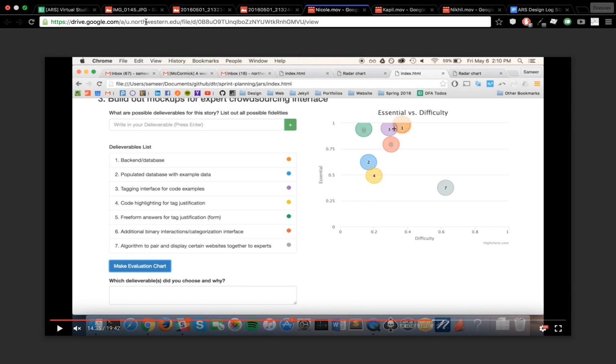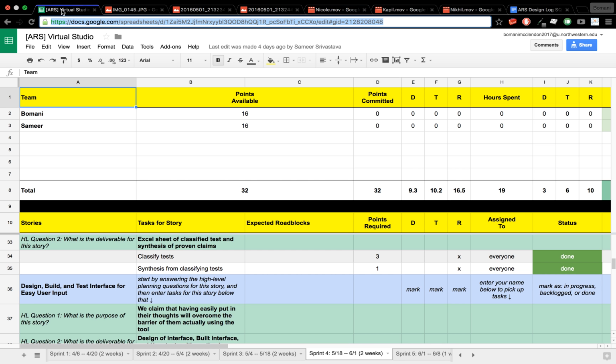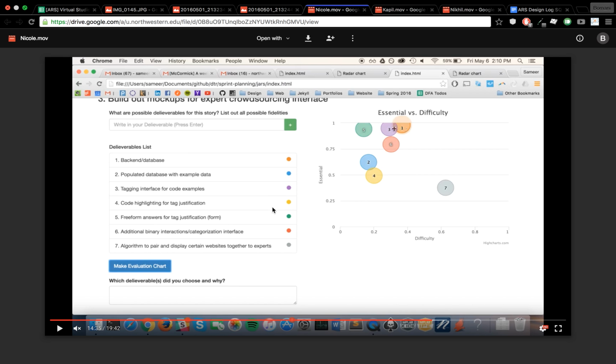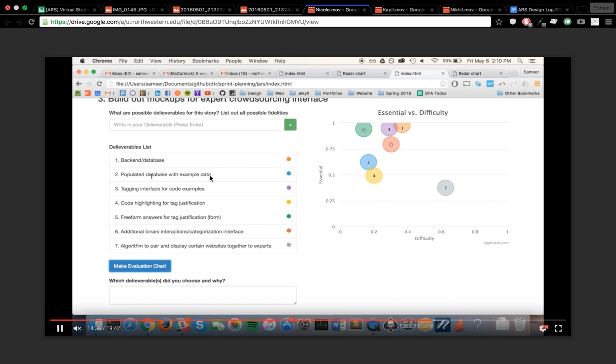So this sprint we focused primarily on designing, building, and testing three interfaces. The first interface was the JARS interface. This interface allows students to list out a bunch of deliverables and then rank the essentialness versus the difficulty of each of these on an interactive graph.